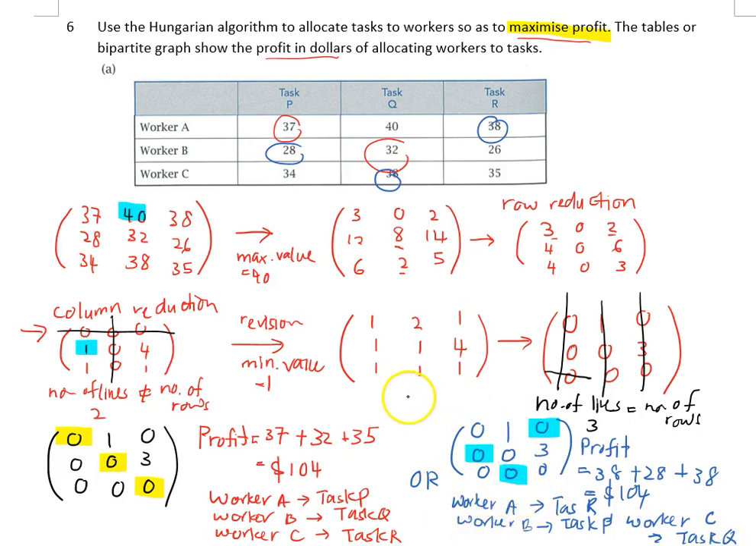So in this question 6a, actually there are 3 answers, but you just have to write one answer, because the question didn't ask you to show all the answers. You just have to show one of the possible answers and make sure that it's the maximized profit. Alright, so this is for question 6. Thank you.